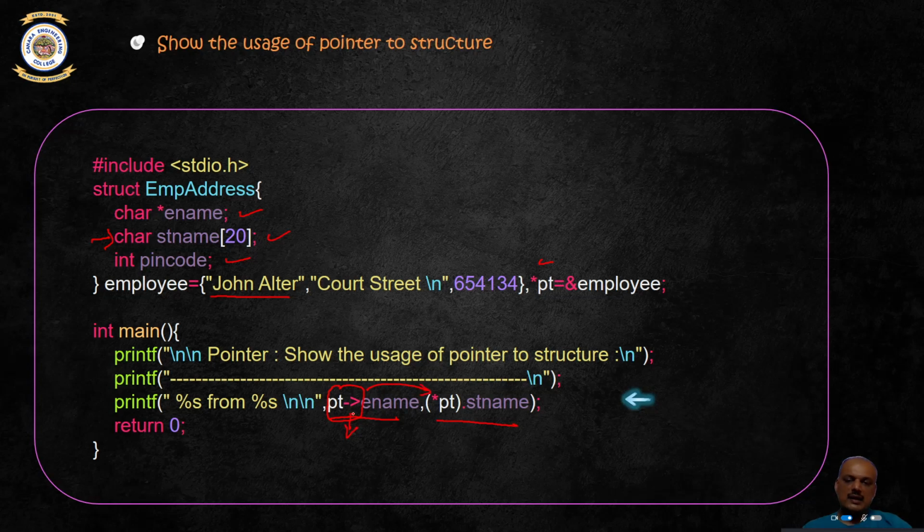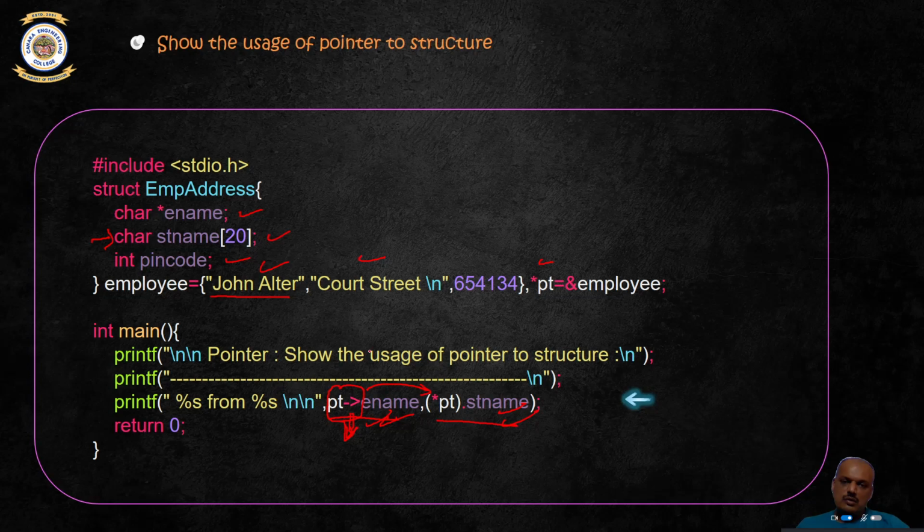Okay, so either you can use the arrow symbol, or else you can use the dereferencing operator as well. You can say star pt dot stname. Here you could have said star pt dot ename. Okay, here you can use star pt dot stname. So this prints out code string. Okay, so this prints out John Alter, and this prints out code string.